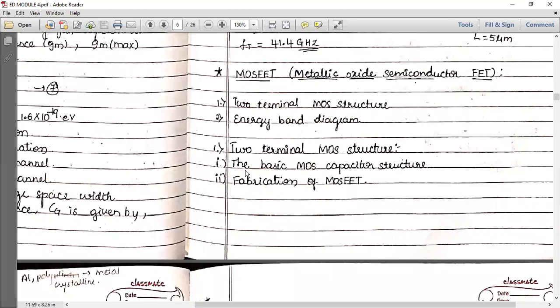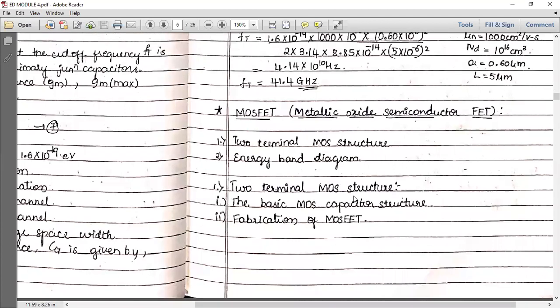In that, the basic MOS capacitor structure and fabrication of MOSFET. So up to this much, you need to cover for the second IA. I will frame the questions up to this much: from the last topic of the first IA up to the fabrication of MOSFET. I hope it is clear for everyone.